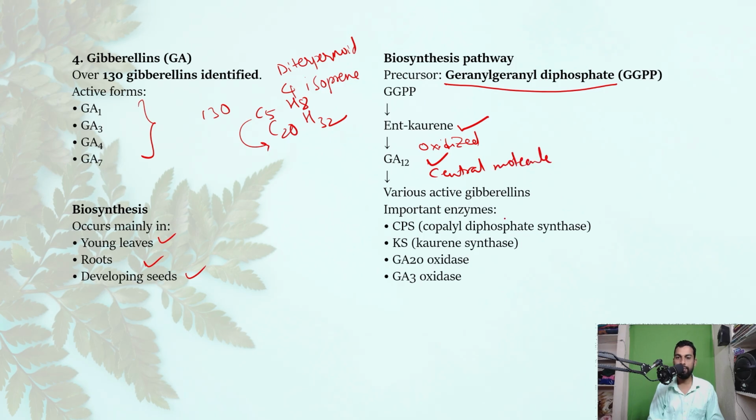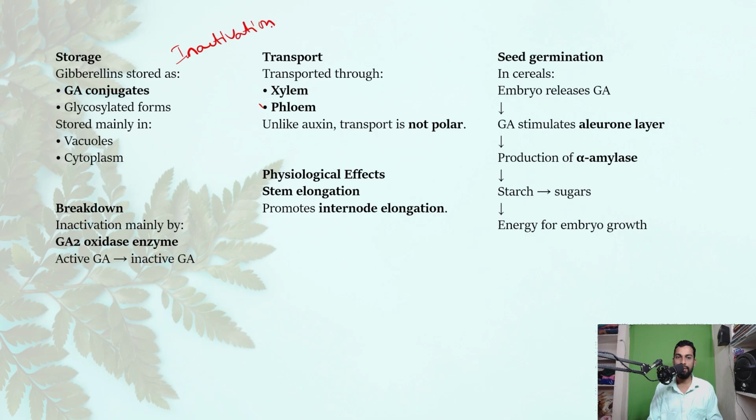Which enzymes are utilized in this process? There is copalyl diphosphate synthase, kaurene synthase, GA20 oxidase, and GA3 oxidase. These enzymes participate in the gibberellin pathway. Remember them. I told you earlier that auxins, gibberellins and cytokinins are stored in inactive form. First they have to be inactivated, then stored in the plant. This inactivation is done by GA2 oxidase, gibberellic acid 2 oxidase. It inactivates the gibberellin, then the gibberellin is stored in the plant.